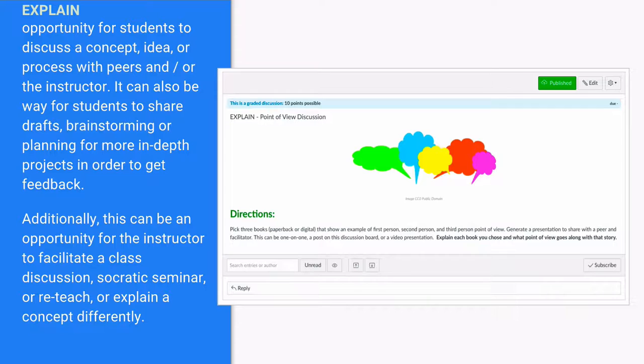You can use the explain stage of learning to reteach a concept, to pull students into small groups to help them come to an understanding. You can also use the time to explain a concept a little differently than perhaps the resources did.